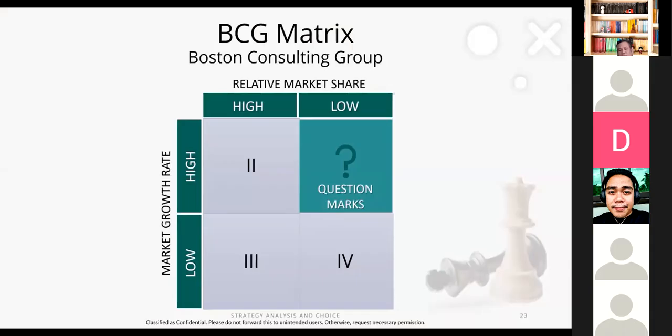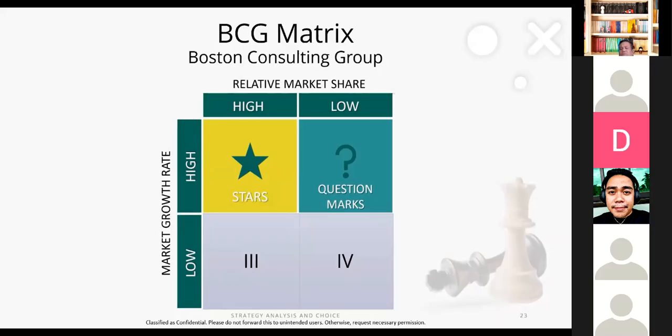Generally, these firms' cash needs are high and their cash generation is low. These businesses are called question marks because the organization must decide whether to strengthen them by pursuing an intensive strategy or to sell them. Quadrant number 2 is the stars. They represent the organization's best long-run opportunities for growth and profitability.